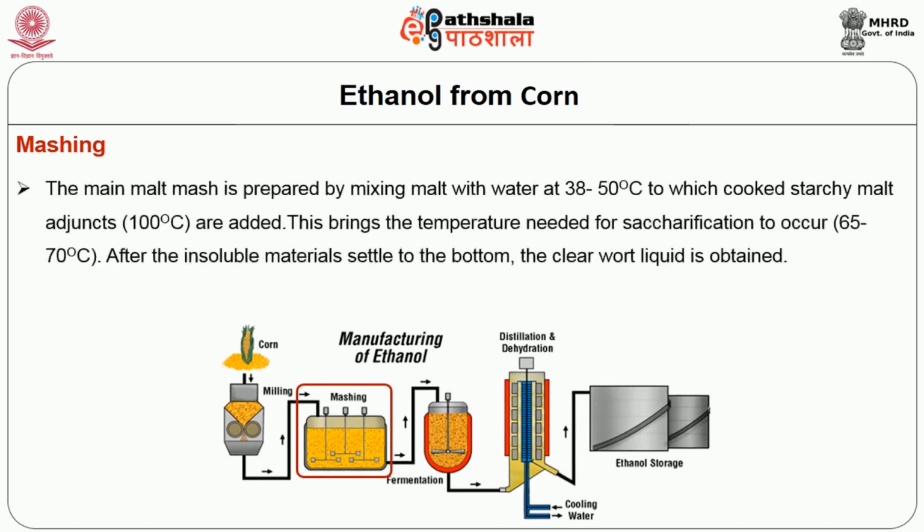The main malt mash is prepared by mixing malt with water at 38 to 50 degrees centigrade, to which cooked starchy malt adjuncts are added. That's approximately 100 degrees centigrade. And this brings the temperature needed for saccharification to occur, which is in the range of 65 to 70 degrees centigrade. After the insoluble materials settle to the bottom, the clear wort liquid is obtained.